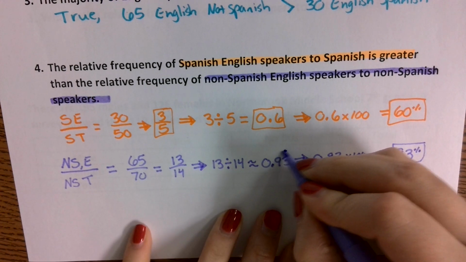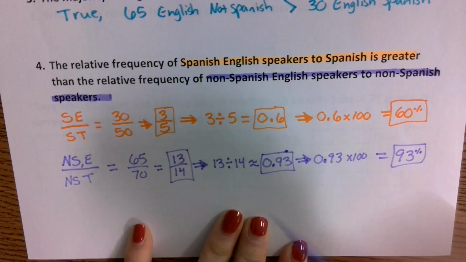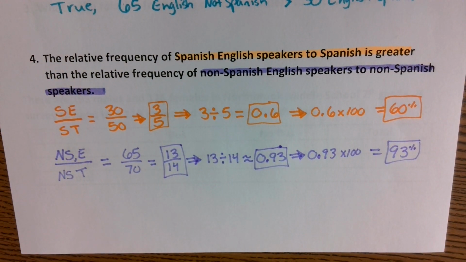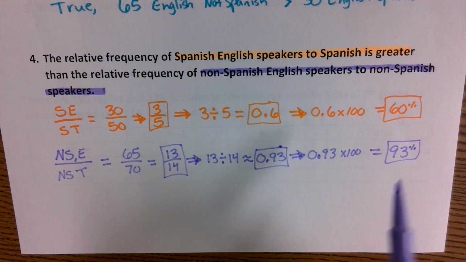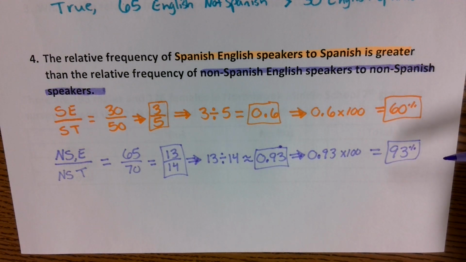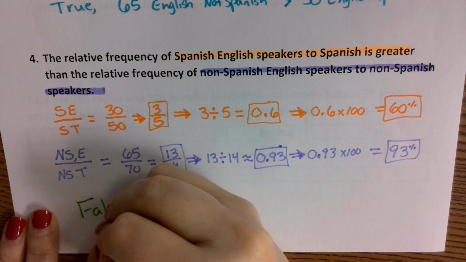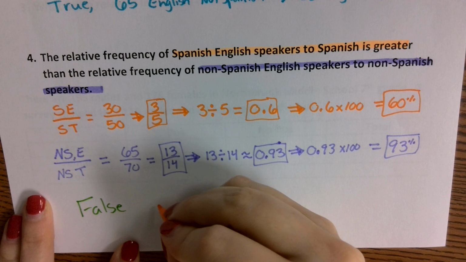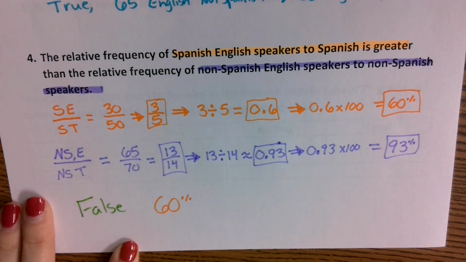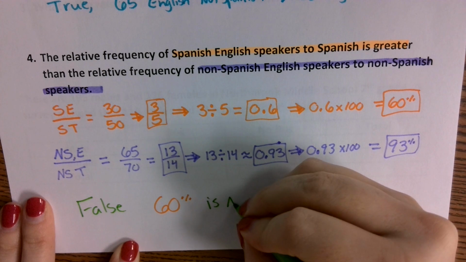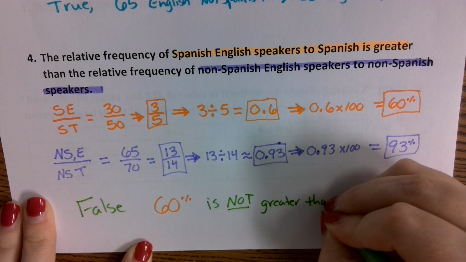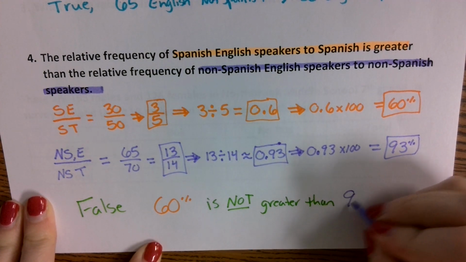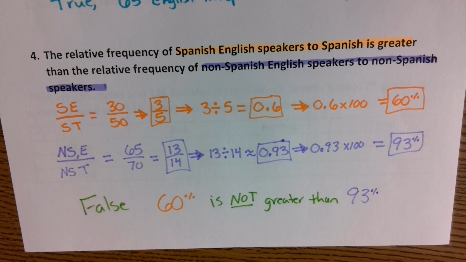Okay, so we've got a decimal, we've got a fraction, we've got a percent. Now, they're saying that the first frequency that we talked about is greater than the second frequency. Is 60% greater than 93%? No. This is going to be a false statement. This is false. 60% is not greater than the 93%. Okay, so this is a false statement.